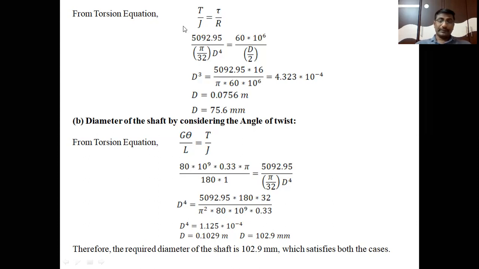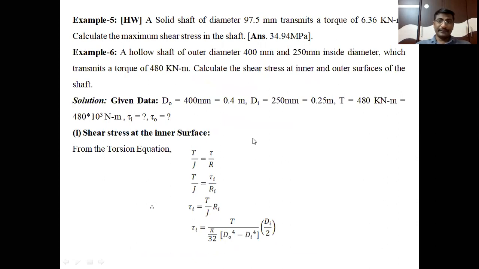Okay, this is example 4 I explained to you, and example 5 you should take as homework. It is a simple problem again. Example 5, I'll take it as homework. I will read out this problem and close this class, and in the next class I will explain example 6 onwards. Example 5: a solid shaft of diameter 97.5 mm, the diameter capital D is 97.5 mm, converted into meters 0.0975 meters, transmits a torque of 6.36 kilonewton meter.